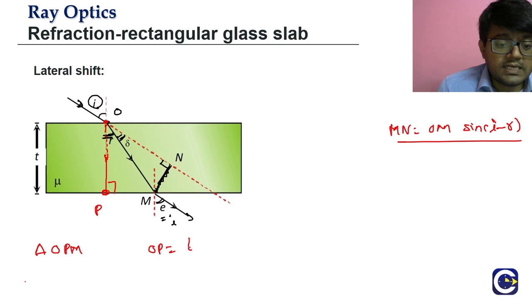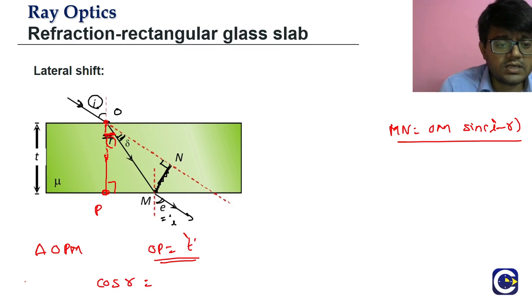OP is the thickness of the slab. Okay. And here we see that there is an angle R, and it's a right angle triangle, right? So in this triangle, what is cos R?